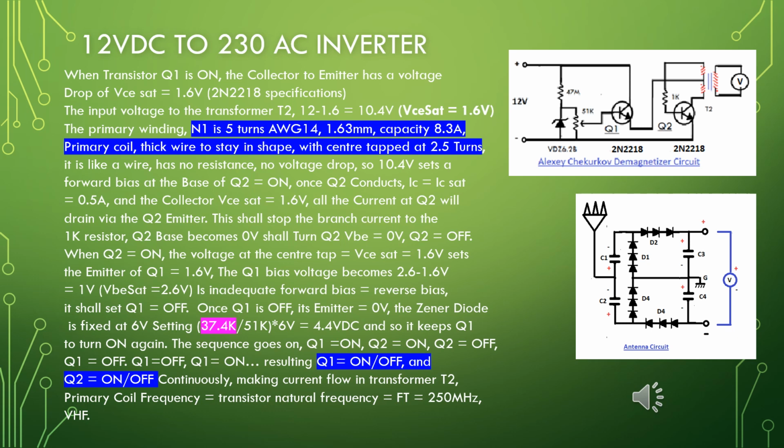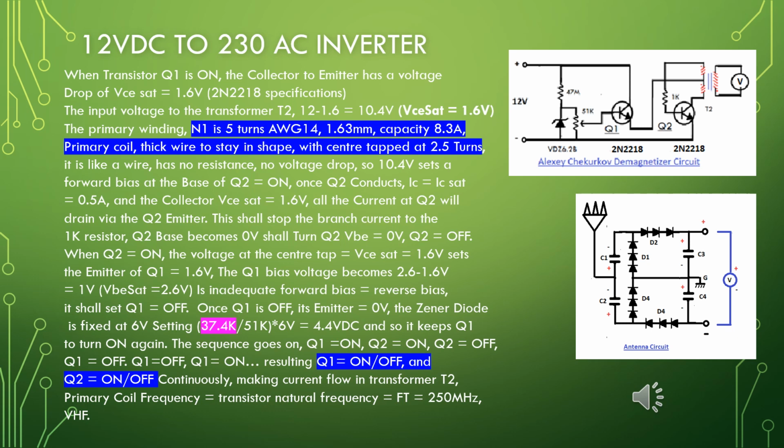So 10.4 volt sets a forward bias at the base of Q2 equal to on. Once Q2 conducts, IC equal to IC set equal to 0.5 ampere, and the collector VCE set equal to 1.6 volt. All the current at the Q2 will drain via the Q2 emitter. This shall stop the branch current to the 1K resistor. Q2 base becomes 0 volt, shall turn the Q2 VBE equal to 0 volt. Q2 equal to off.